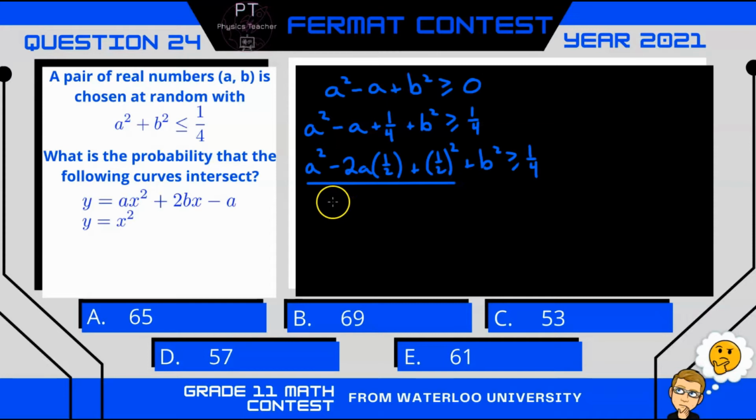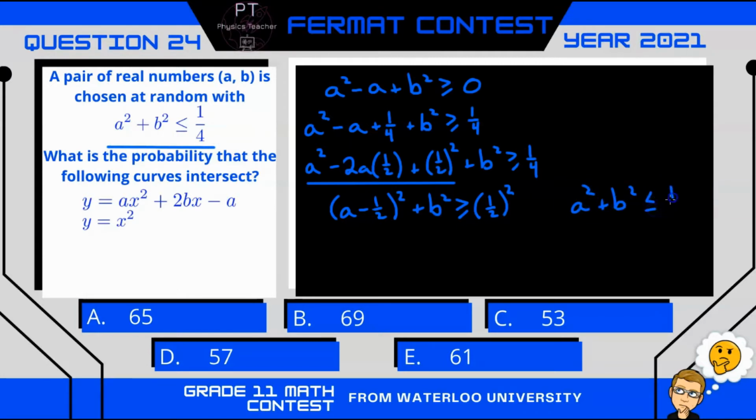So I can rewrite that as (a minus a half) squared, and then I still have this plus b squared must be greater than or equal to, and instead of a quarter I can write that as 1/2 squared. Now this looks very similar to this condition here, so I'm going to write that condition over here. We have a squared plus b squared is less than or equal to a quarter.